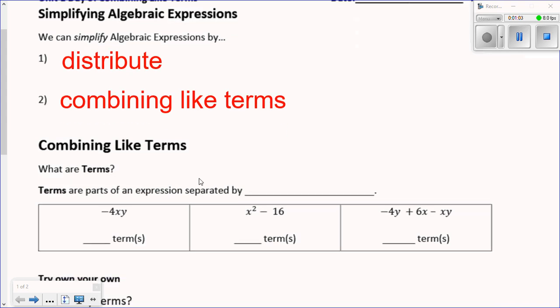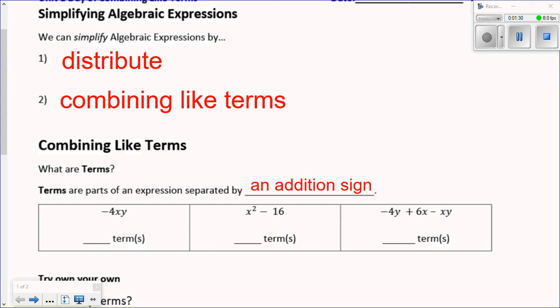When you are combining like terms, it's really important that you understand what a term is, so that's what we're going to focus on first. Terms are parts of an expression that are separated by an addition sign. We're only looking for separation by an addition sign. Now this can be a little tricky because sometimes the addition sign is in the problem, and sometimes it's not. Sometimes it's masked by a subtraction sign. So we'll talk about what to do when that happens.